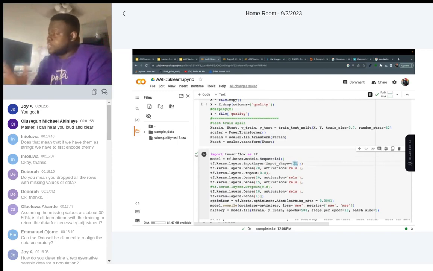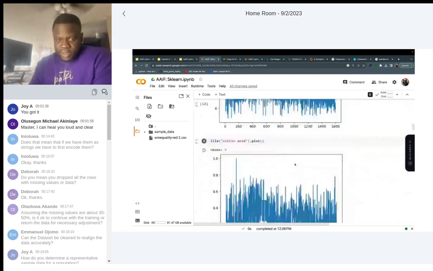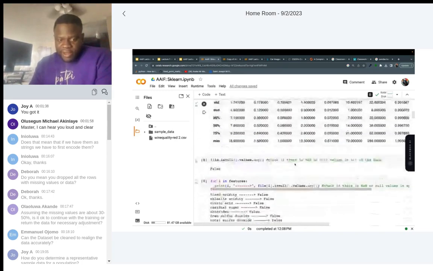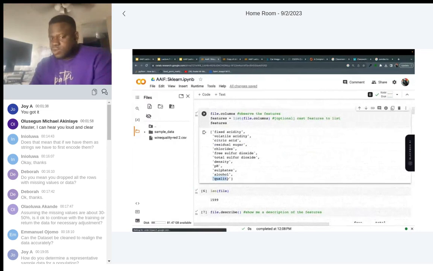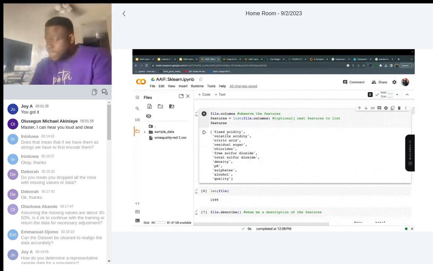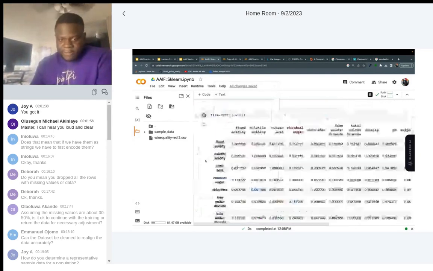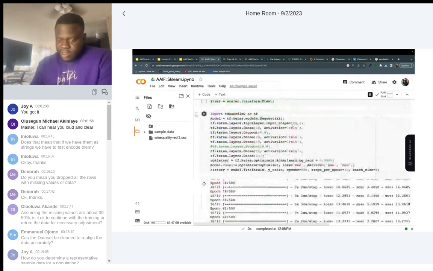model.layers.input. Input shape is 11. Why is it 11? It's 11 because the number of features I have right here is 11, aside the one I want to qualify. So this is 1, 2, 3, 4, 5, 6, 7, 8, 9, 10, 11. Aside the one I want to qualify. So there are 12 columns, but 11 features. That is why it is 11 right here.